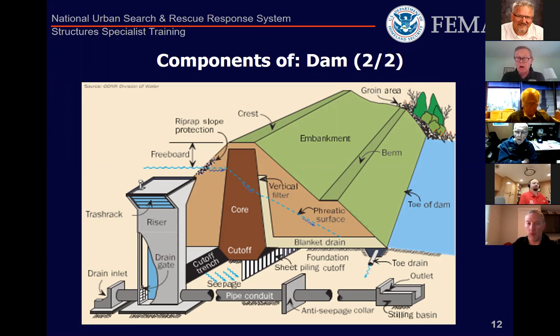The structure at the bottom is a simplified intake structure with an inlet drain, a tower, a pipe conduit, seepage collar, and then your stilling basin and your outlet work. These are going to vary greatly depending on the type of dam. They're often not straight. Some of the conduits, if it is a conduit structure, can be a mile or more long themselves. So this is just a simplified version of that. Next slide, please.